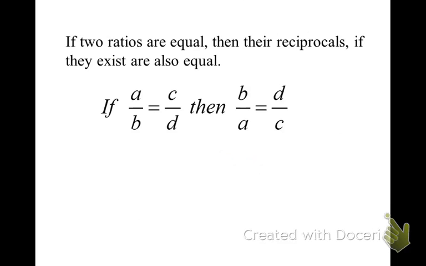We can also take a proportion and flip it over. There are a lot of properties of proportions, and this is just one of them. And so it allows you to flip any kind of proportion anytime you want. And we know that this is true because if we know 2/3 is equal to 4/6 and we flip it over, we also know that 3/2 is equal to 6/4.